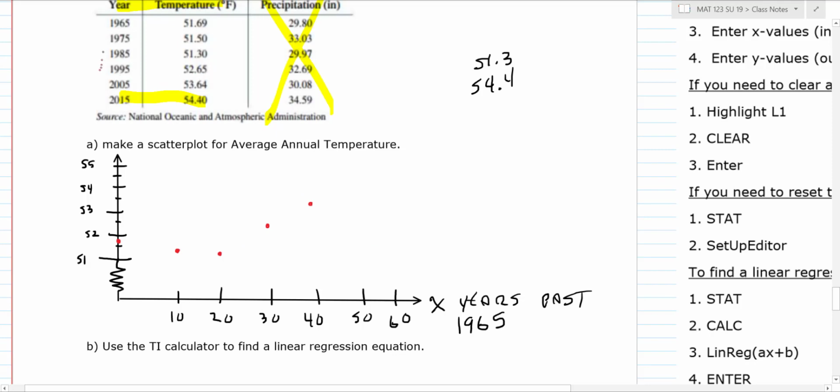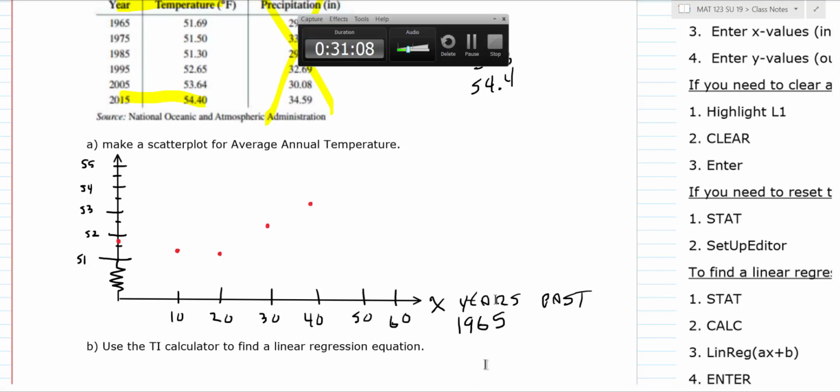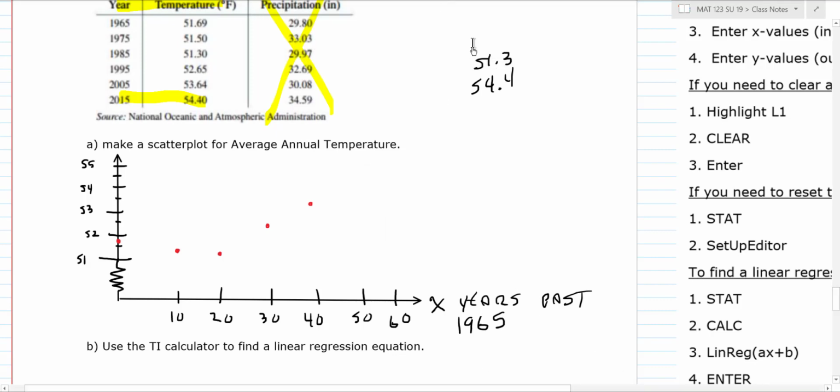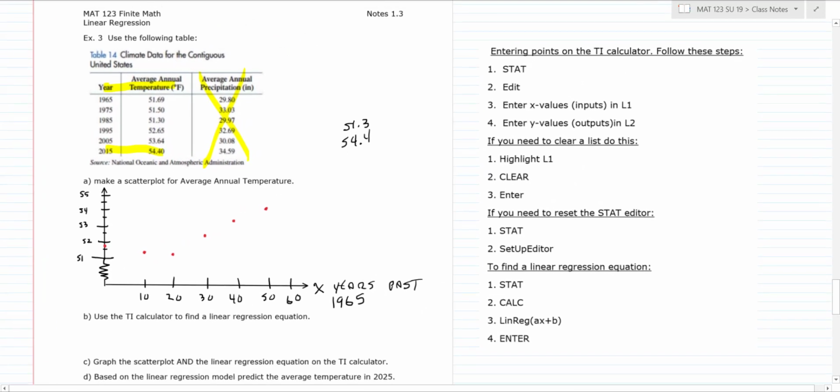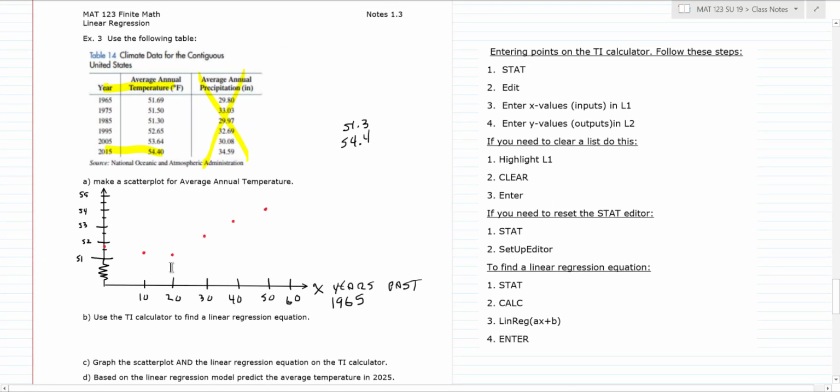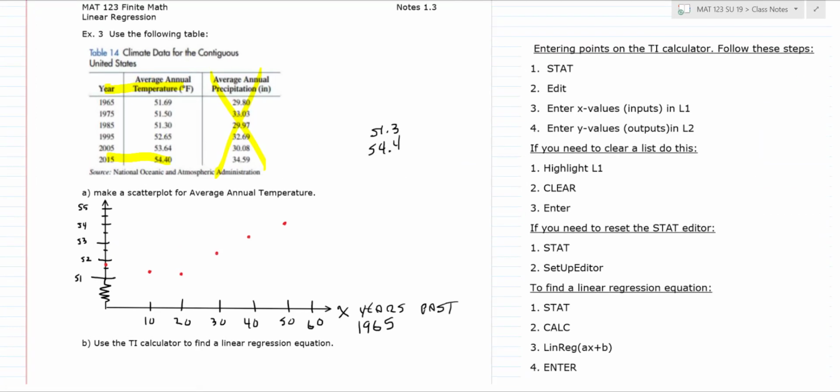Did I miss something? I'm okay. I think I went out too far on my x-axis is all I did. Yeah, okay. So then the last data item is 50 years later, 54.4. Okay, so if you look at your data, it sort of looks like it might do a line. You could make a line of best fit there. The trend looks like it's moving upwards. So what we're going to do is use the TI calculator to find a linear regression equation.